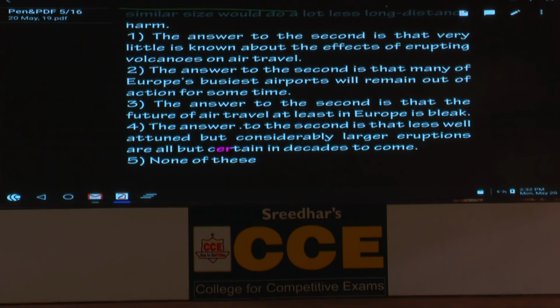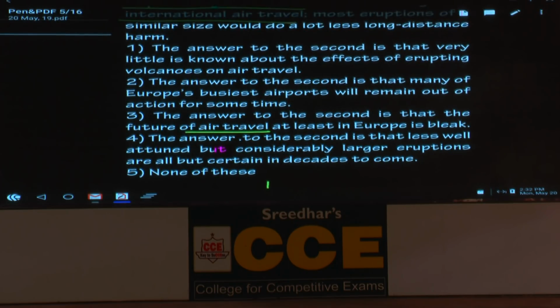The answer to the second is that the future of air travel, at least in Europe, is bleak. Here please underline air travel. The answer to the second is that the less well attuned but considerably larger eruptions are all but certain in decades to come. Again, not relevant. Now, I said the key words, the answer to the first question, international air travel. Now, we have to decide between the second option and the third option.